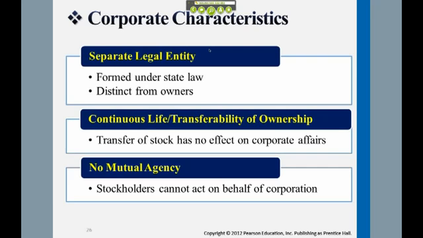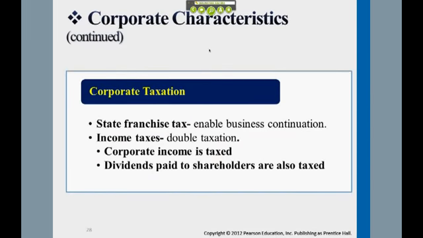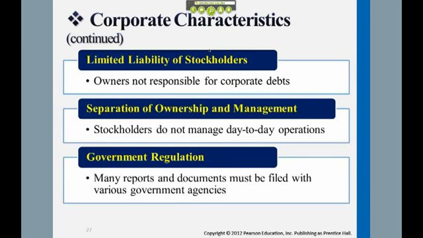So far we talked about separate entity. We're able to transfer our ownership by selling the stock back to the market, and we can purchase other companies' stock. No mutual agency, we don't act on behalf of the corporation. There's a few other ones. Limited liability of stockholders goes back to what I mentioned earlier: the most we can lose is the money that you invested in the company. You will not be responsible for any debt that happens in the business or the debt that you see in the financial statements. So there's only limited liability for you and me if we do purchase stock from a certain company.